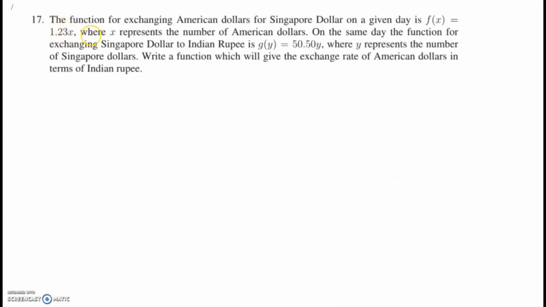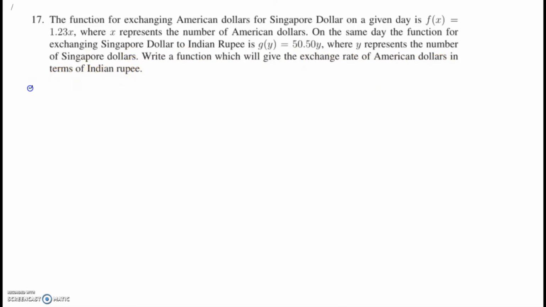Question number 17. The function for exchanging American dollars for Singapore dollars on a given day is f of x is equal to 1.23x, where x represents the number of American dollars. On the same day, the function for exchanging Singapore dollar to Indian rupees is g of y is equal to 50.50y, where y represents the number of Singaporean dollars. Write a function which will give the exchange rate for American dollars in terms of Indian rupees.